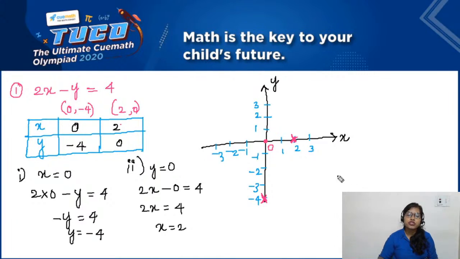Now all we have to do is just join these two. So we are going to have a straight line. So this is actually going to be a straight line. Let me again draw. So this is going to be something like this. And the equation could be written above it. So the equation here is 2x - y = 4. I hope everybody was clear with the approach on drawing a graph.